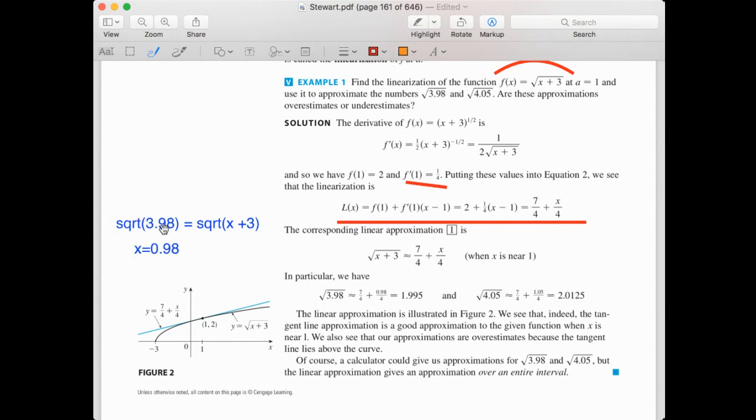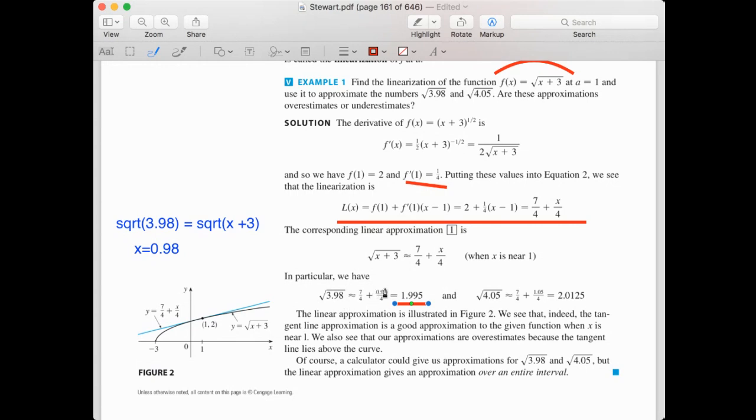So we're treating this as the square root of x plus 3. So 0.98 plus 3, and then we approximate this. So the x is 0.98. So 2 plus 0.98 divided by 4, which is approximately 1.995, which is very close to, right, but not 2. So this is a linear approximation of square root of 3.98.